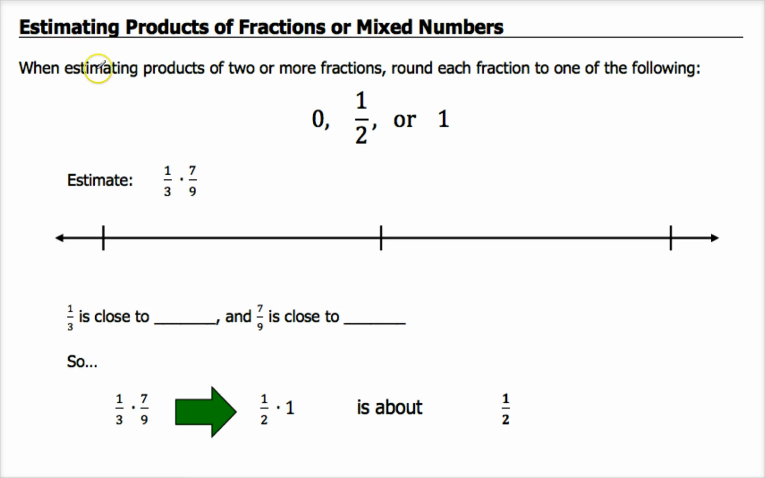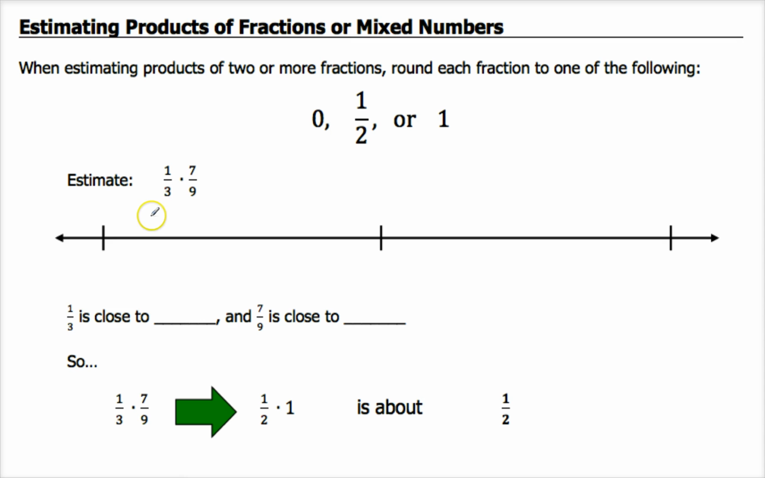Okay, moving on to estimating products of fractions or mixed numbers. So this is when we're multiplying a fraction by another fraction or by a mixed number. So when you're estimating the product of 2 or more fractions, what we're going to do is round each fraction to one of the following 3 numbers: either 0, 1/2, or 1, depending on what the fraction is closest to.